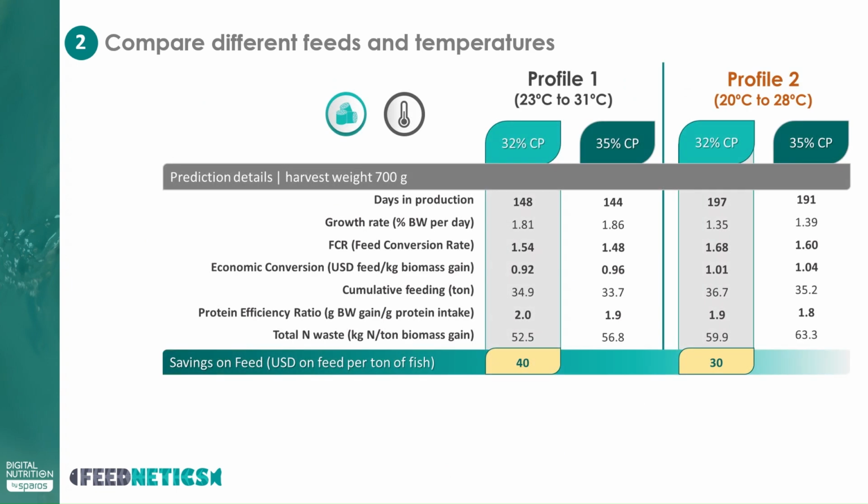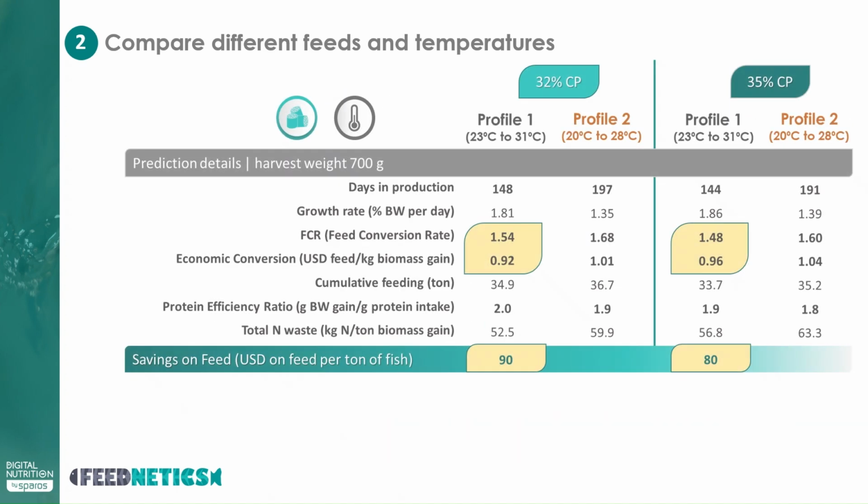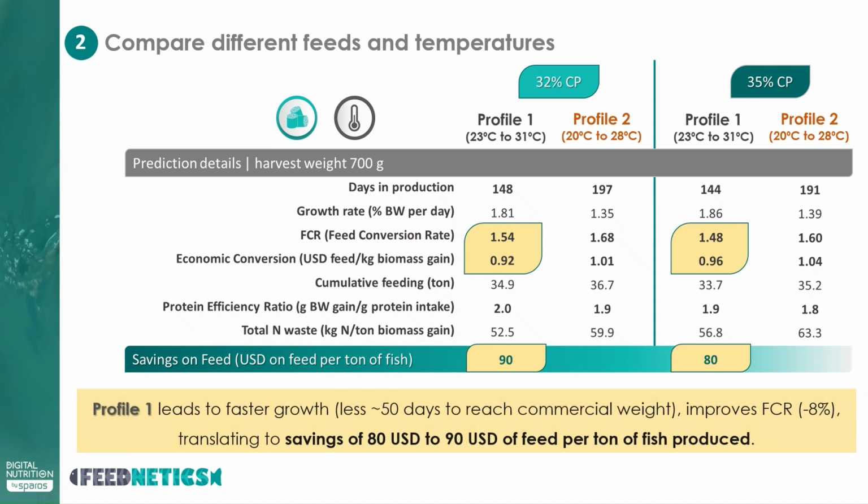Under the lower temperature profile, growth slows, but the difference between feeds stays the same, around 4 days. Both diets perform similarly in growth, but the 32% feed is still the most economical, saving about $40 per ton. Comparing the two diets, the 35% feed improves FCR, but the 32% feed is more economical. Biological performance is similar, making the 32% protein diet the better cost option. Each farm's conditions can change these results, so individual evaluation is key.